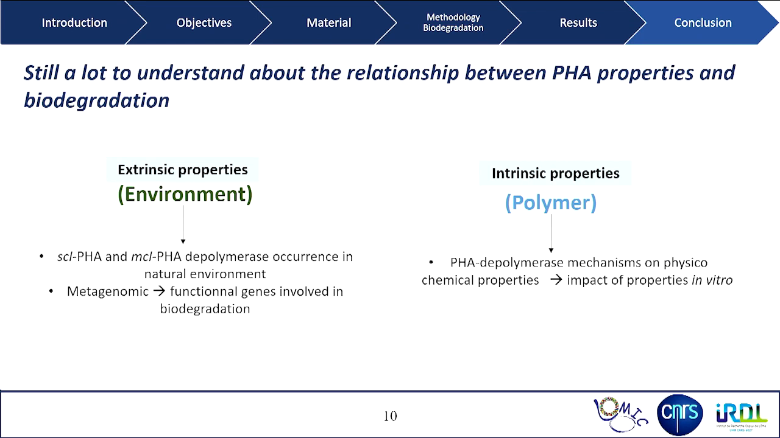And about the polymer part, there are these interesting properties that play a major impact on biodegradation. We aim to better understand PHA depolymerase mechanisms on physical-chemical properties, but in vivo, to look at the roughness of the polymer, how it can impact, and the structure, how it can impact the biofilm formation, and therefore the biodegradation.